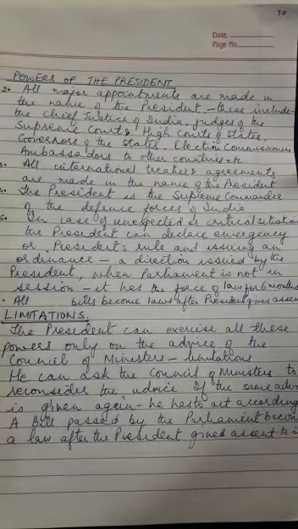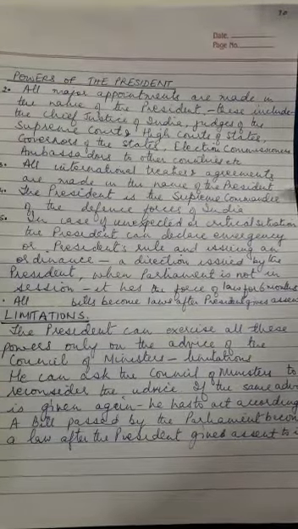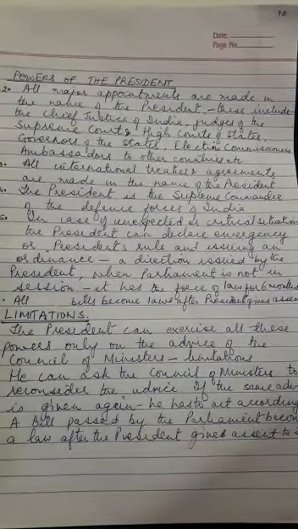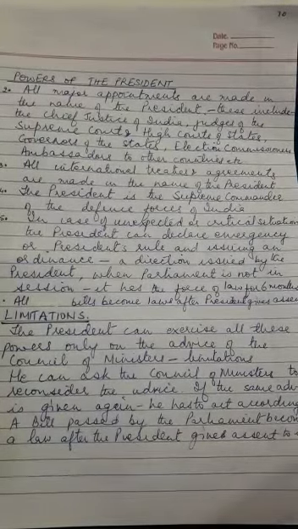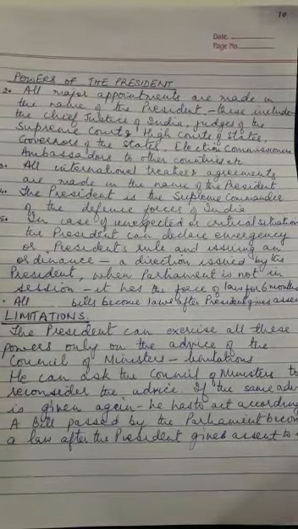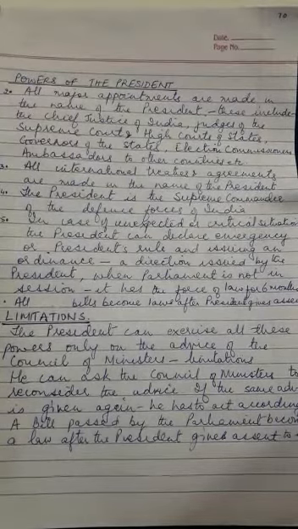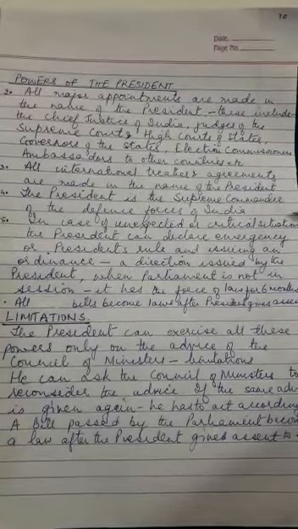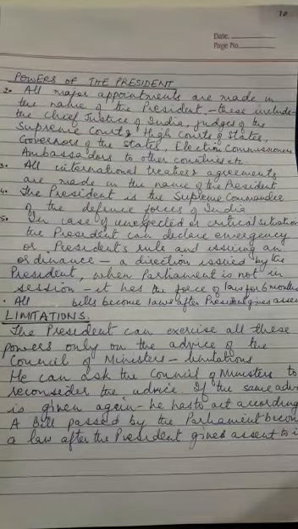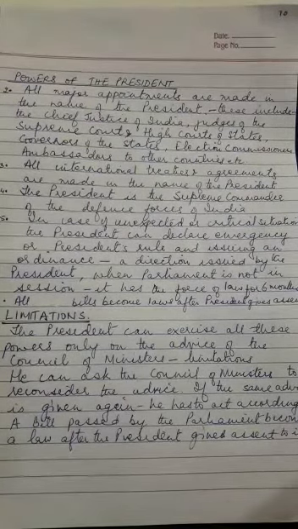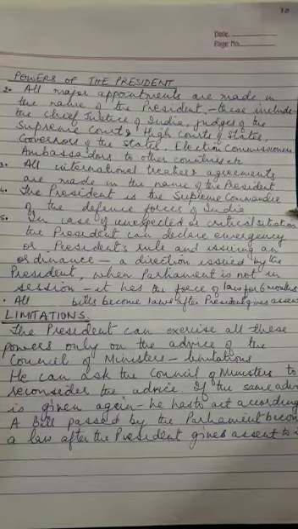The next is, all international treaties and agreements are made in the name of the president. Whatever agreements we sign with other countries are made in the name of the president. Then, the president is the supreme commander of the defense forces of India, that is, all three services: Army, Navy and Air Force. That is another major power that he exercises.